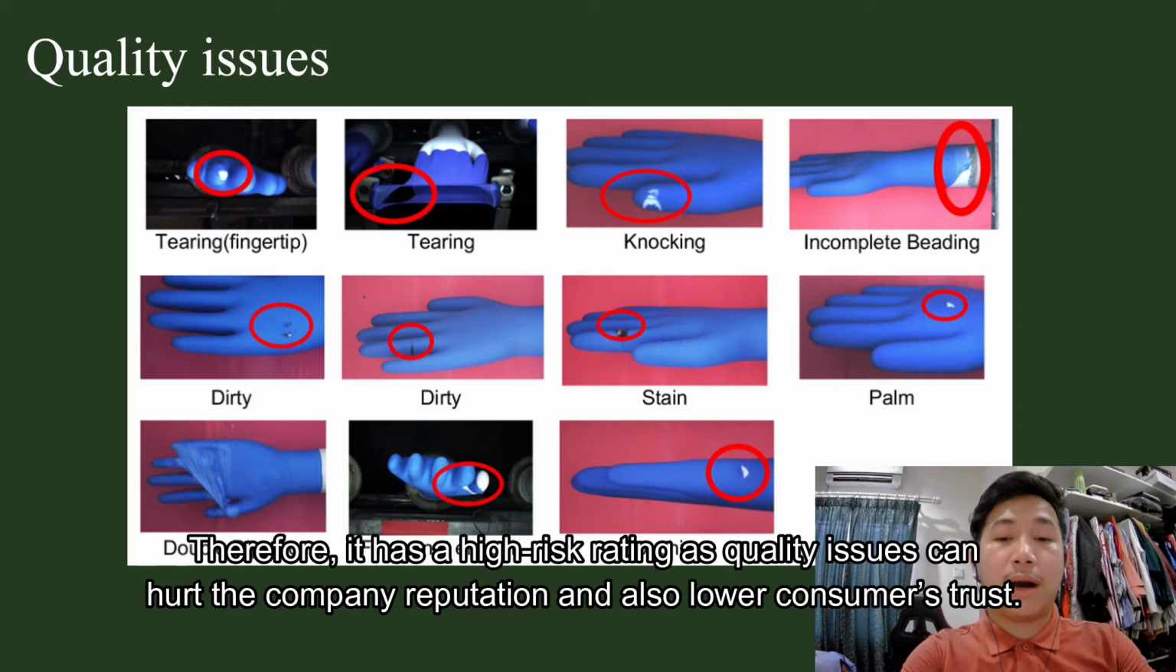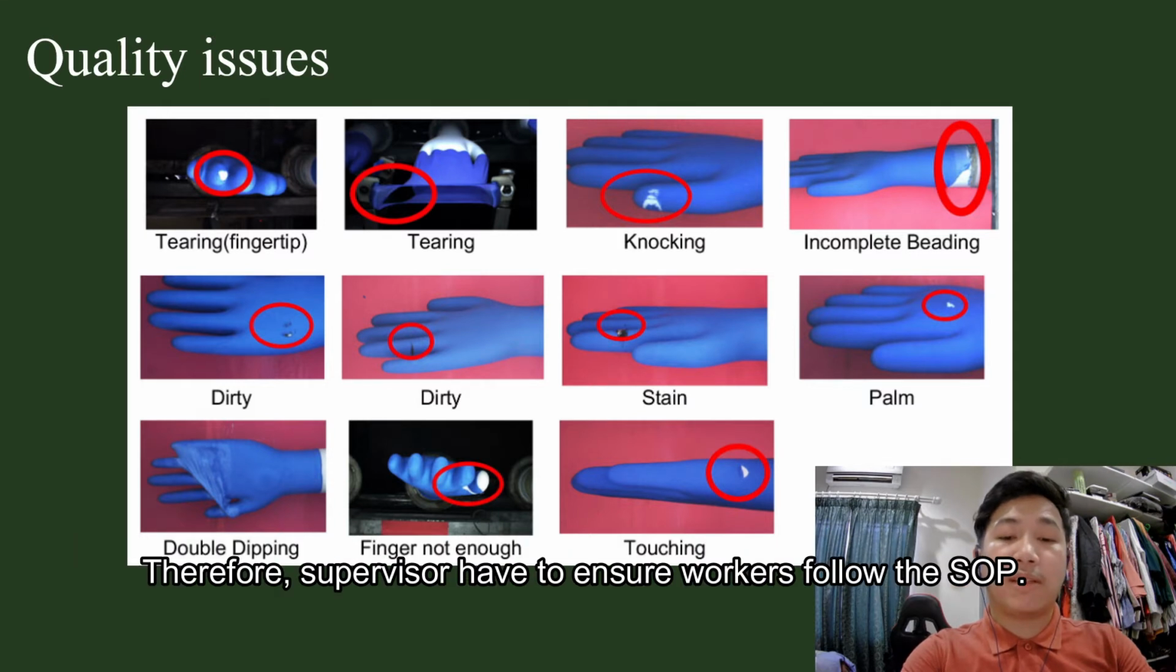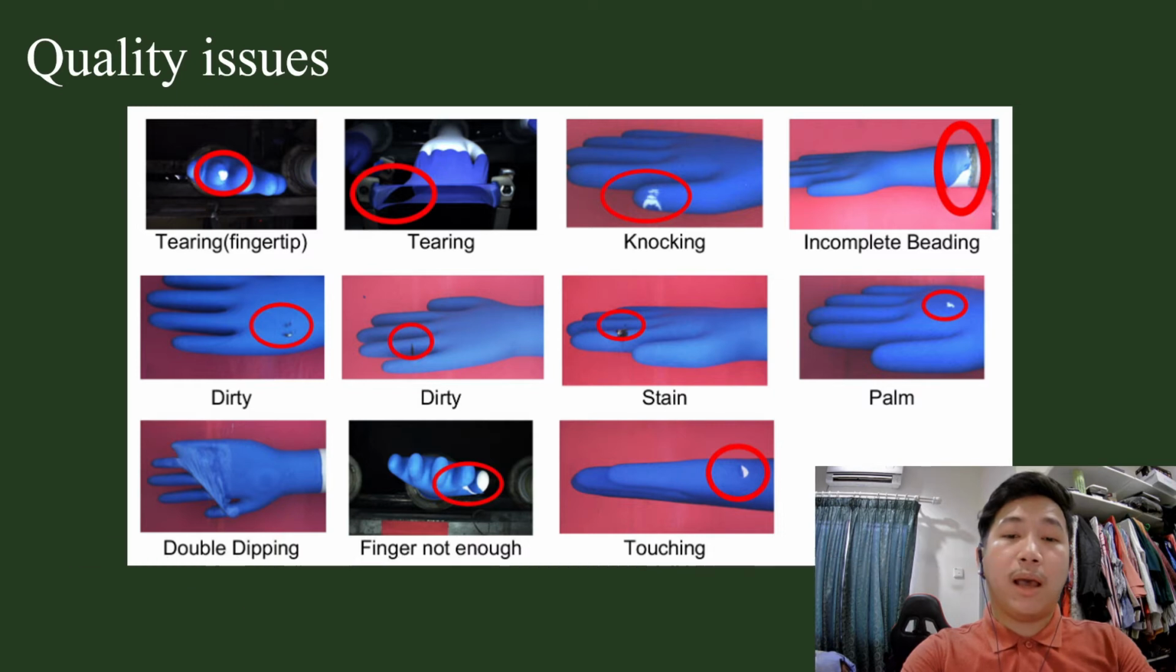So therefore, it has a high risk rating, as quality issues can hurt the company's reputation and also lower the consumer's trust. Quality issues can be managed by allocating enough workers in the test station and also ensuring the procedures are done correctly. Therefore, supervisors have to ensure workers follow the SOP.